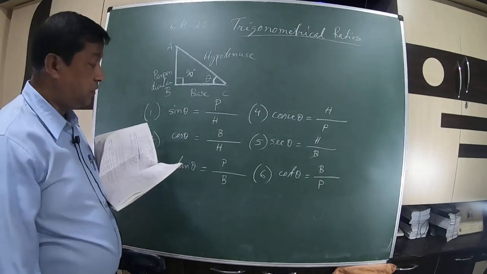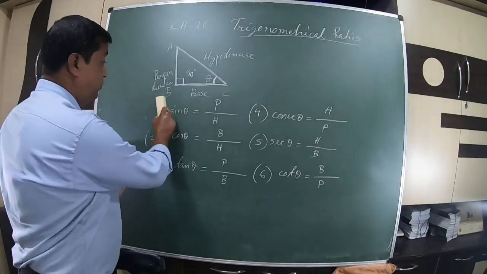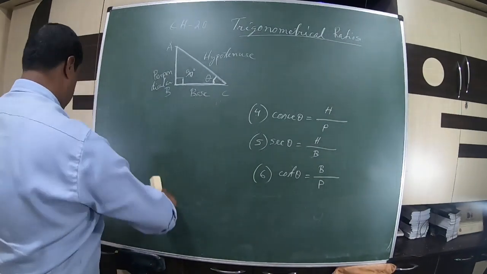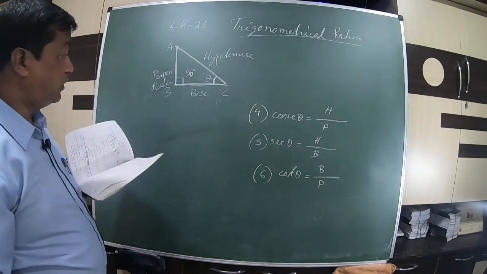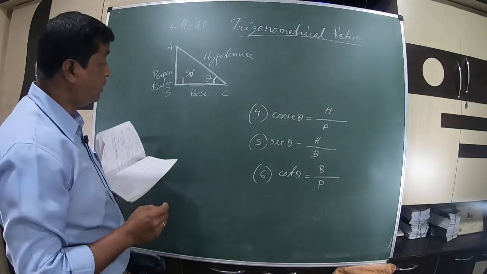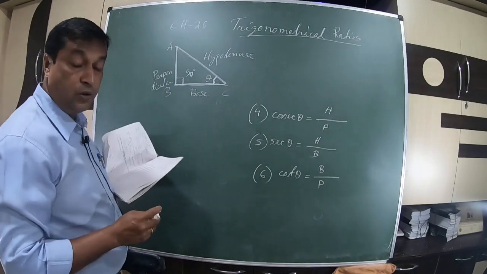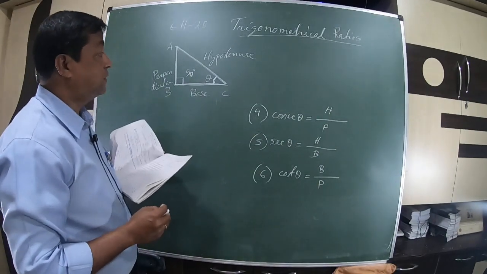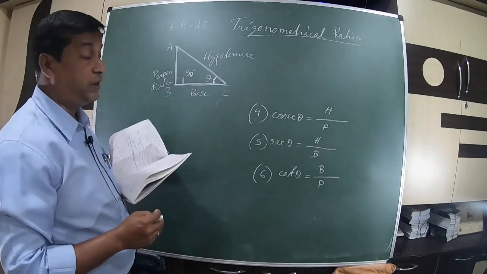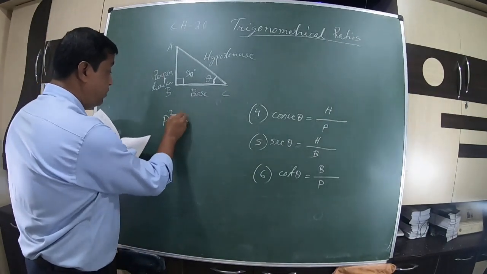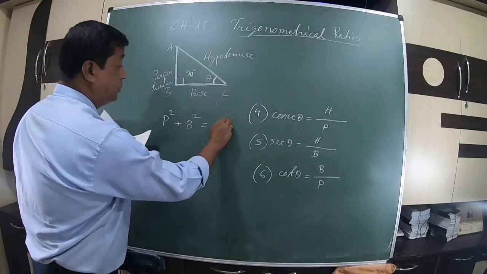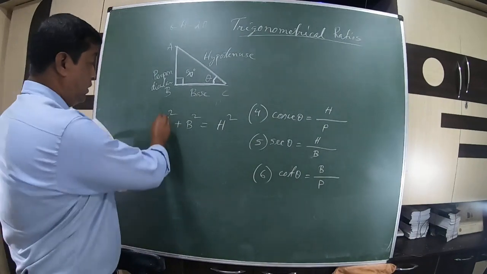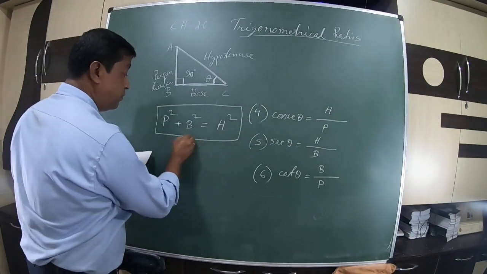Now let's take the Pythagoras theorem from this diagram only. According to the Pythagoras theorem, the sum of the perpendicular square and base square will be the total of the hypotenuse square. So it is given by p square plus b square equals h square. I think it's clear to you. So this is known as the Pythagoras theorem.